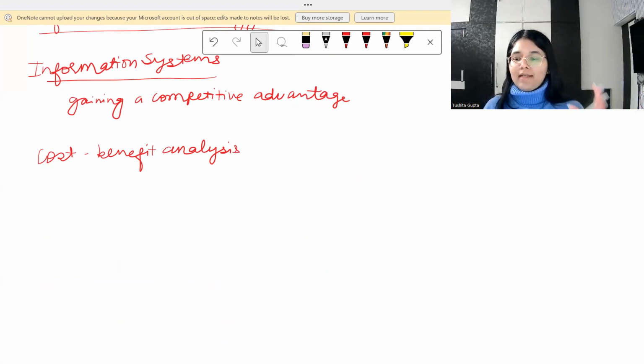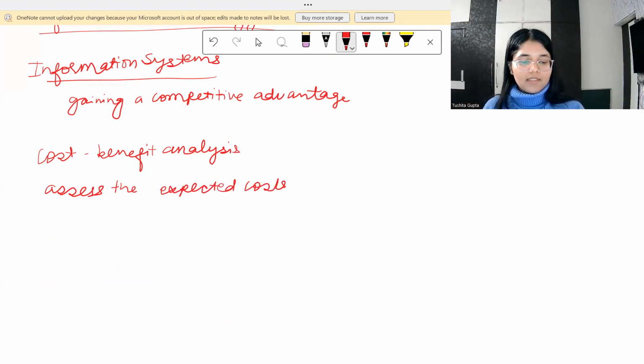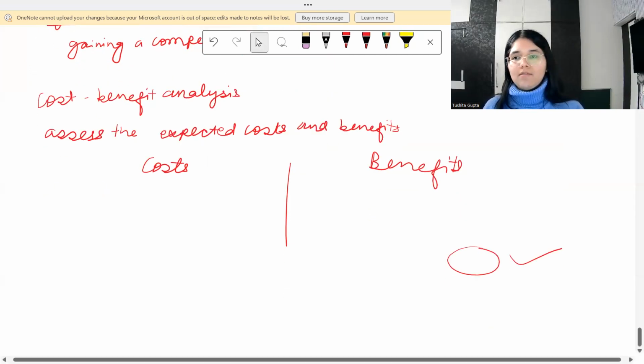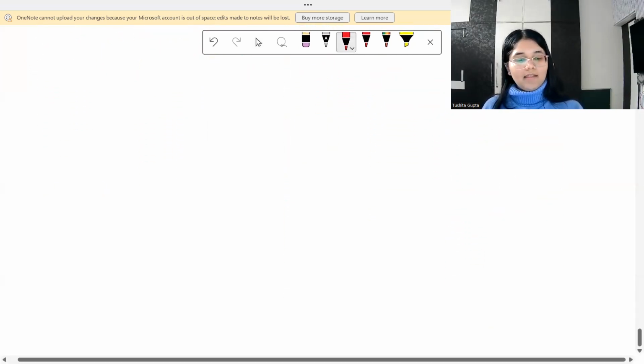So a cost benefit analysis will do what? It will assess the expected costs and benefits of the information system. So basically it will lay down all the costs and all the benefits that we expect from using the specific information system, and if my benefits are more, I will go for that system, as simple as that. Then the next thing that we talk about is a network.